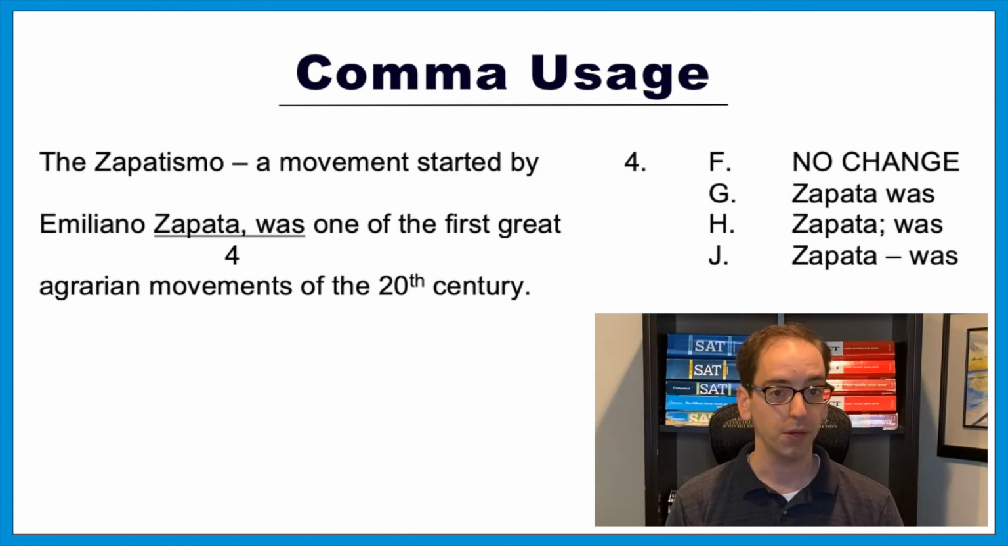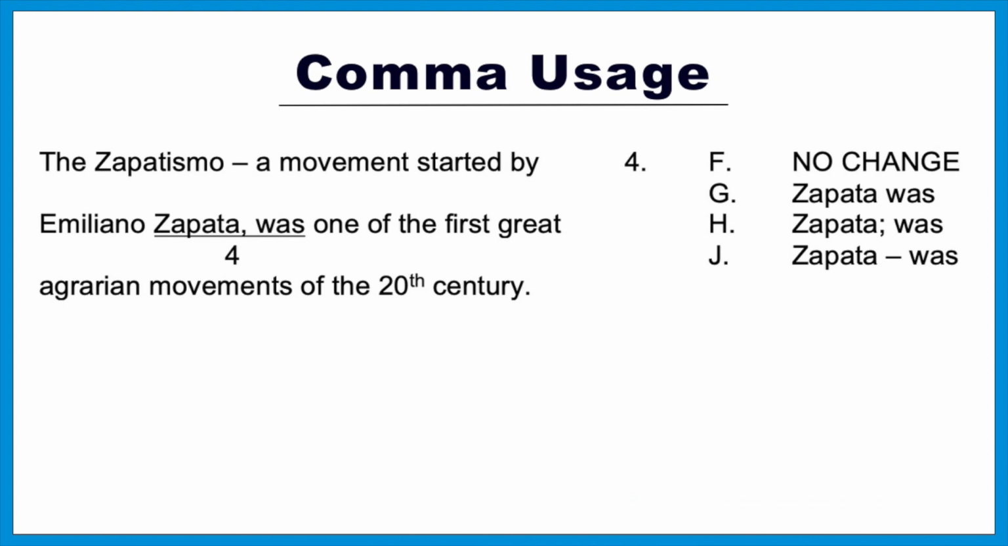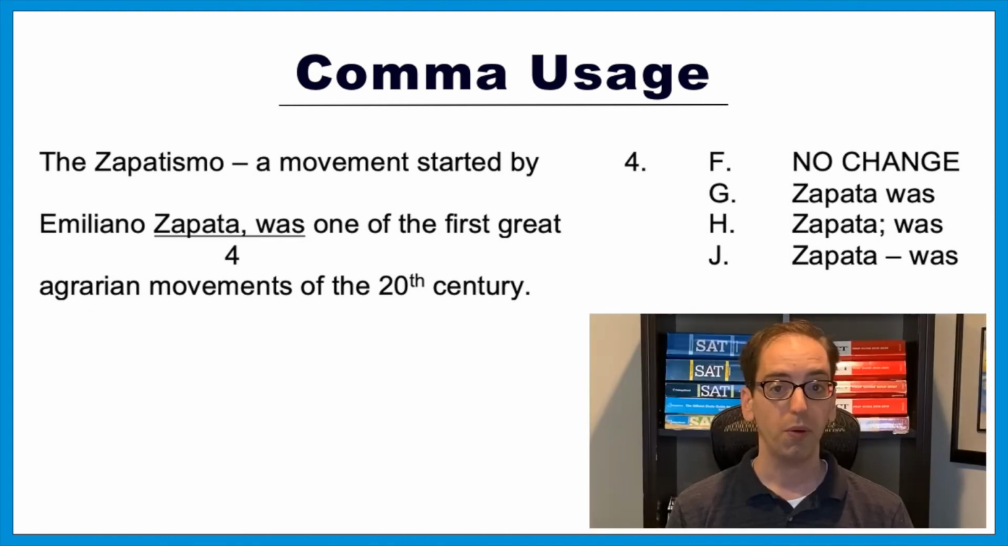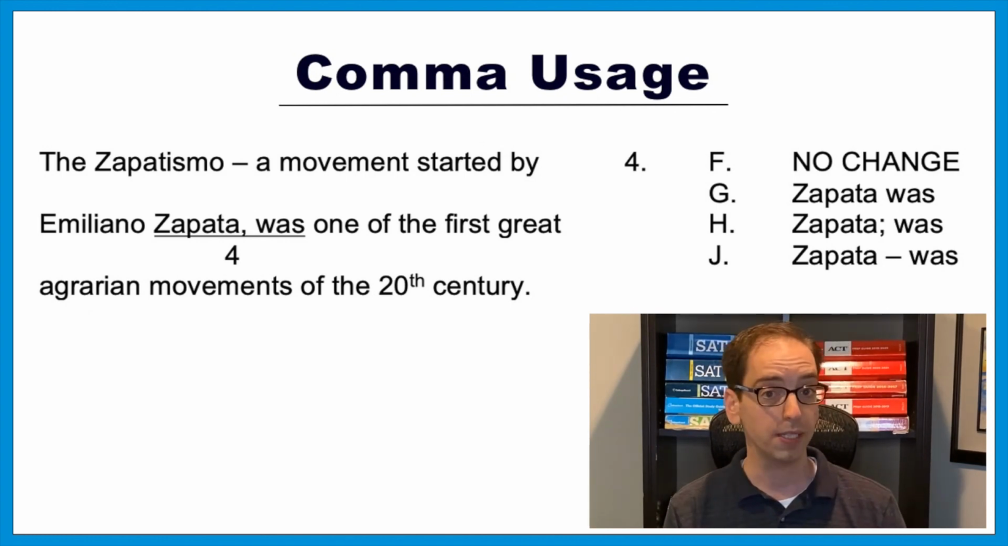The Zapatismo, a movement started by Emiliano Zapata, was one of the first great agrarian movements of the 20th century. You can give this one a try. Press pause and think about it. The question is if we have a chunk that we could remove. The answer is yes. Look at those words, a movement started by Emiliano Zapata. That's just a little extra information about the Zapatismo, but the sentence would make sense without it.